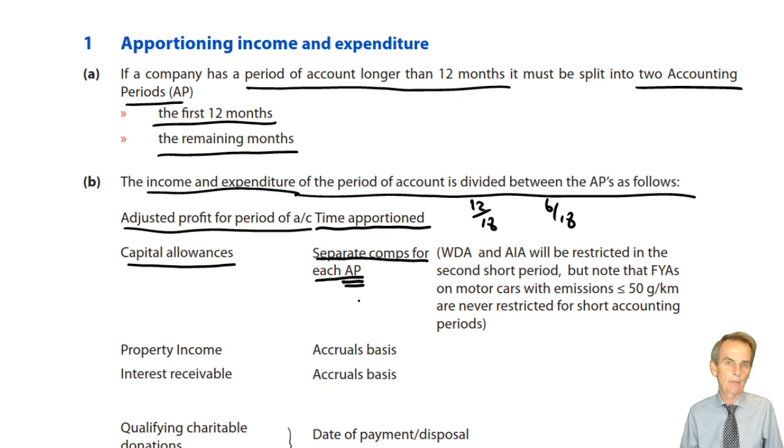So it simply is looking at the types of expenditure incurred during each of the 12-month period and the 6-month period, looking at any disposals in each of the 12-month and the 6-month period, and doing two separate computations. So we'd have a tax written down value brought forward at the end of the previous accounting period prior to this long 18-month period of account.